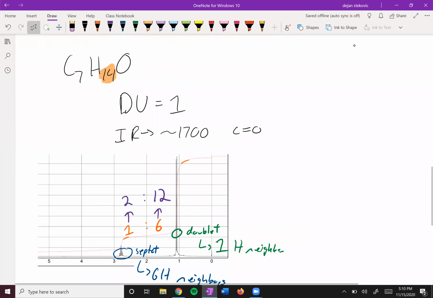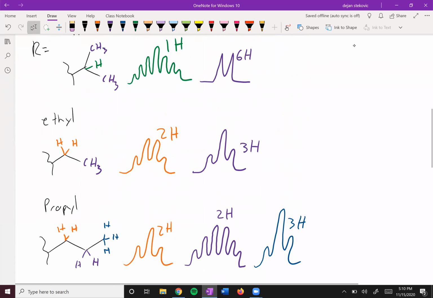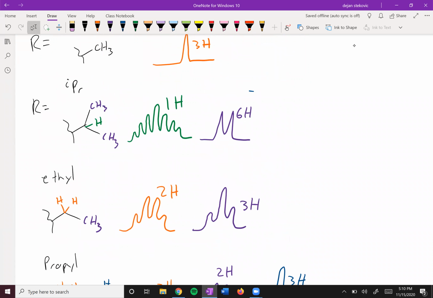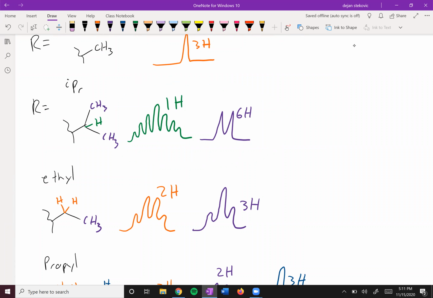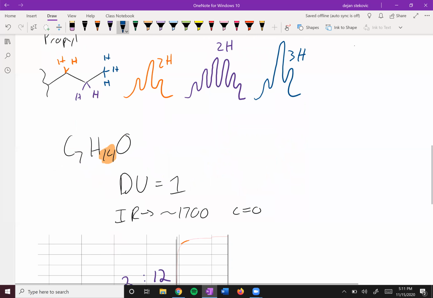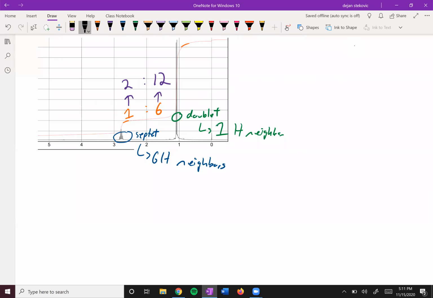If we take a look at our common motifs, you'll notice that this perfectly corresponds to an isopropyl group. A 1:6 ratio where you have this big multiplet with 7 peaks, and then a 6 hydrogen peak that's a doublet. So we know we have an isopropyl group here. And because this corresponds to 2 and 12, we know we actually have 2 of them.